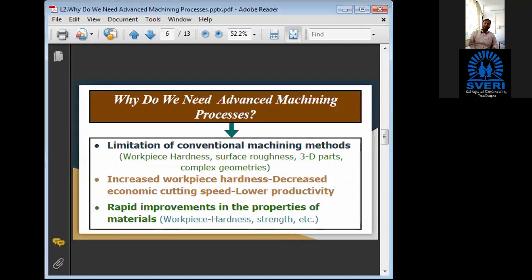Now another, same question I'm taking. Why do we need advanced machining? We know that there are various limitations with our conventional machining processes or methods. For example, workpiece hardness should be lower than tool hardness. That is a basic fundamental requirement of conventional machining. But in the present day, in many cases, industries need a very high level of surface finish.